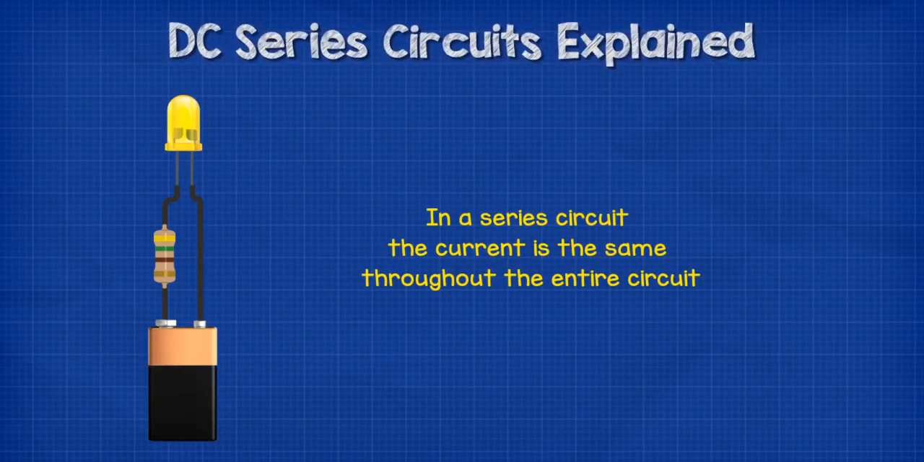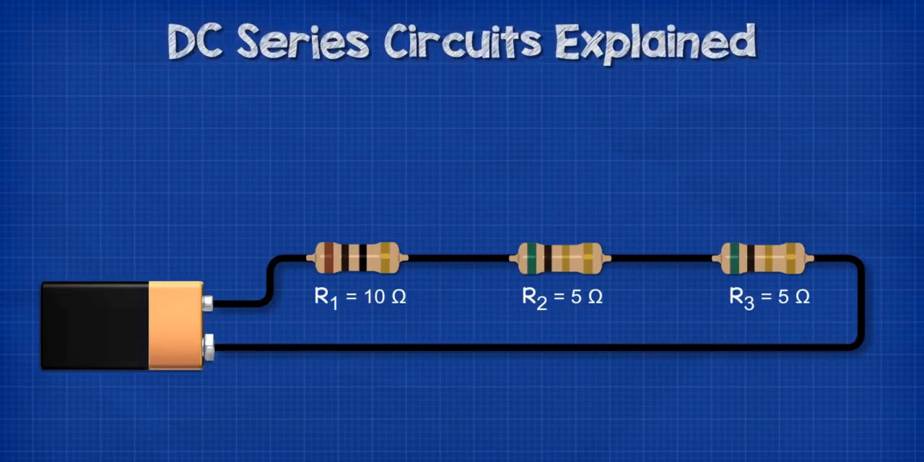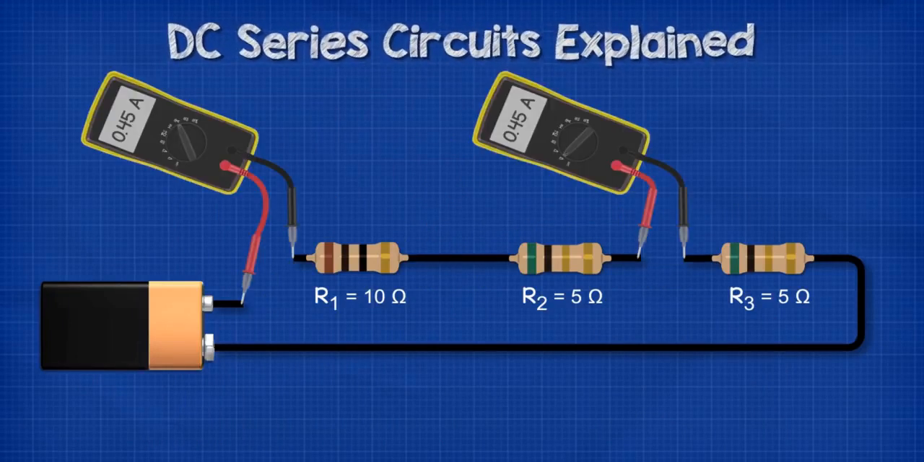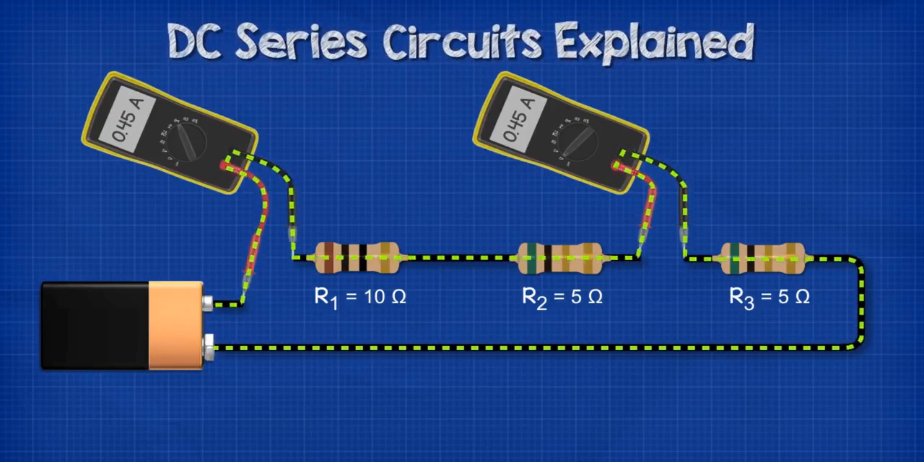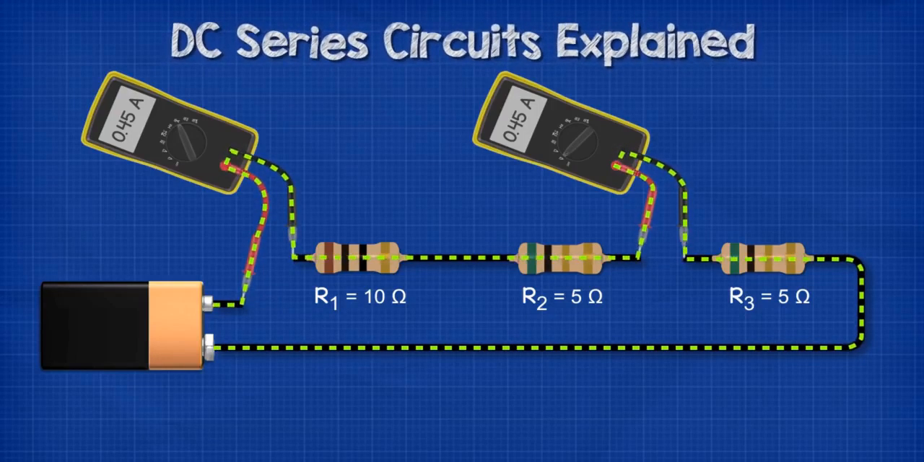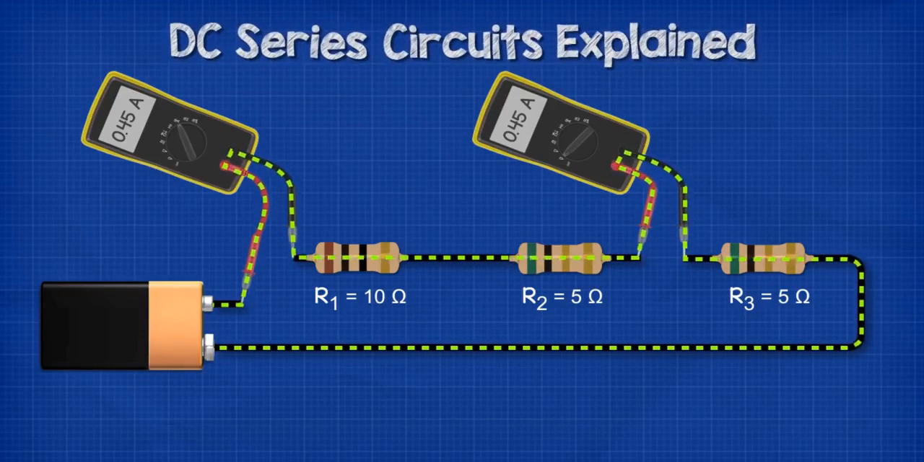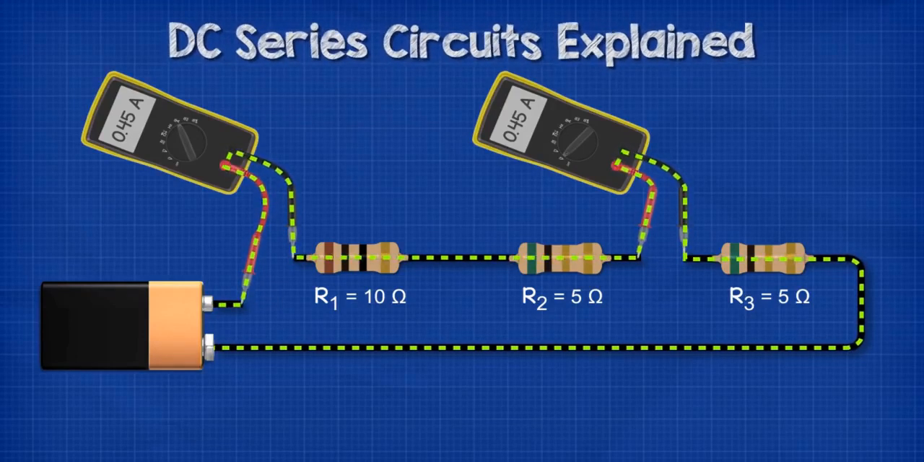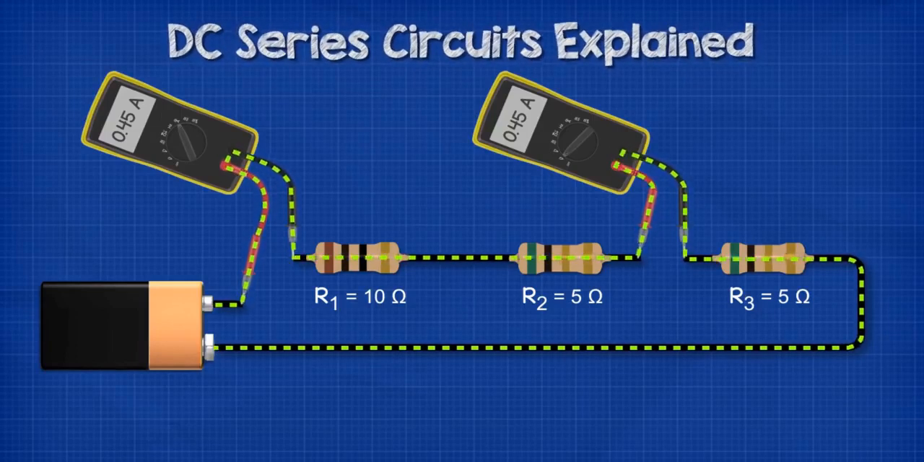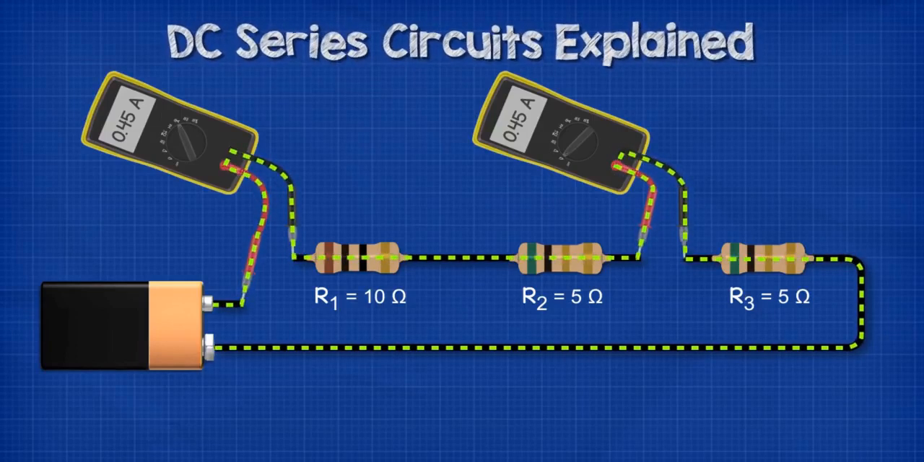In a series circuit, the current is the same throughout the entire circuit. That's very important, so do remember that. If we place the meter here or here, we will get the same reading. That's because there is only one path for the electrons to flow and they will all move together in the same direction, so the current must be the same. It doesn't matter where we measure or where we place the resistor, even if we swap the order of the resistors. The current will be the same anywhere in a series circuit.